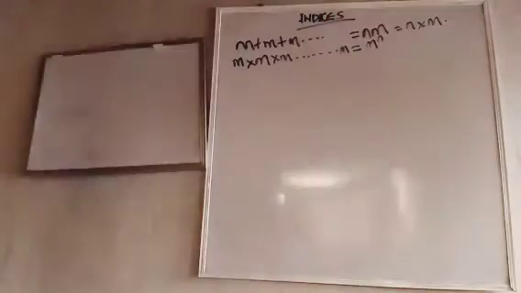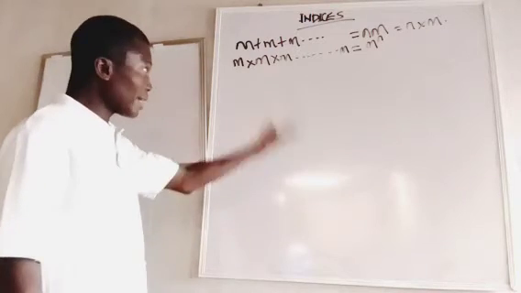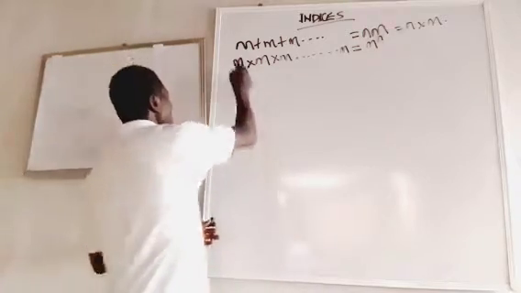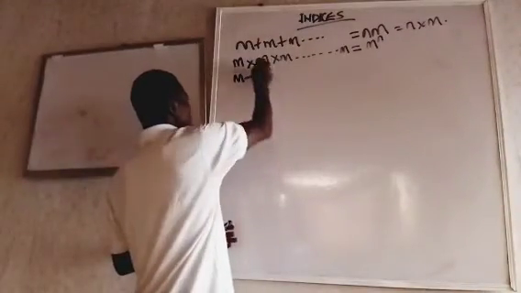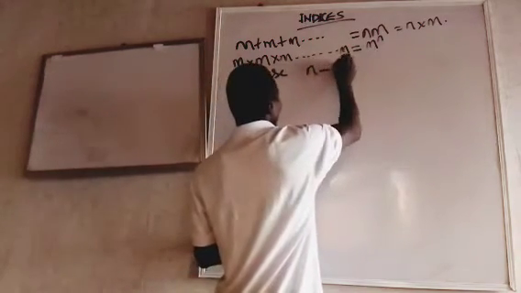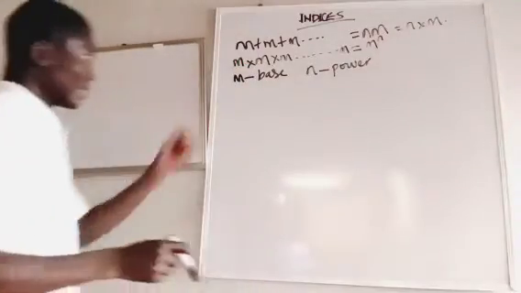We can also say n raised to power n. Refer to it as exponent. Now, this n is the base and n is the power or index, as the case may be.